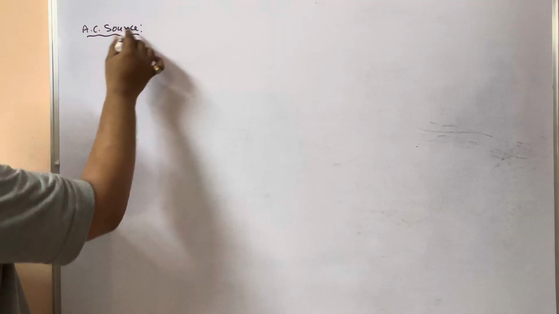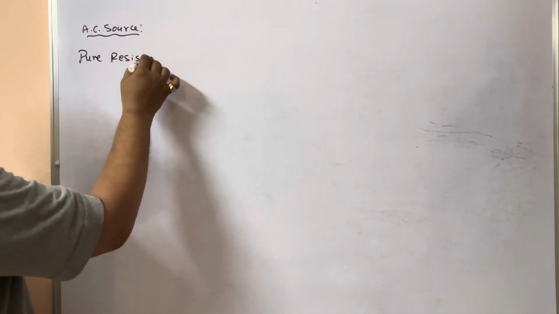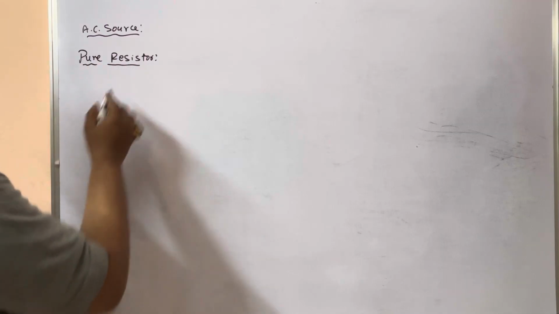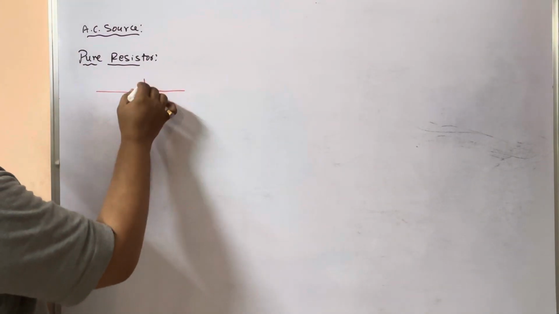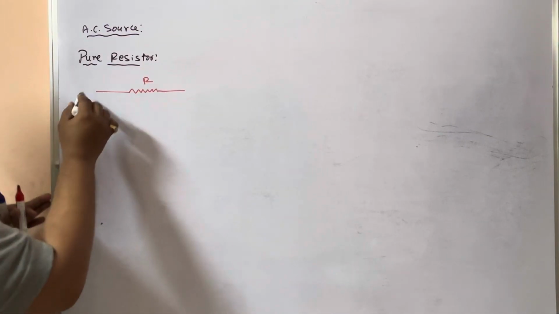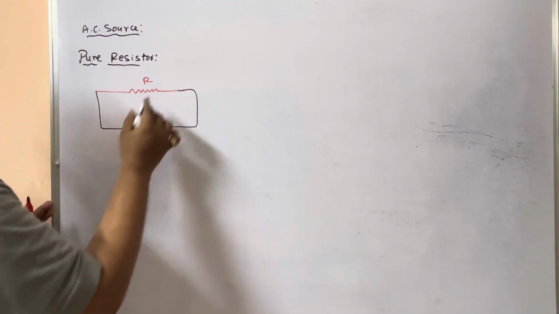We will discuss in this class AC source connected for a pure resistor. If you are taking a resistor, only one resistor will be there, that is a pure resistor. For this, they have connected one AC source.